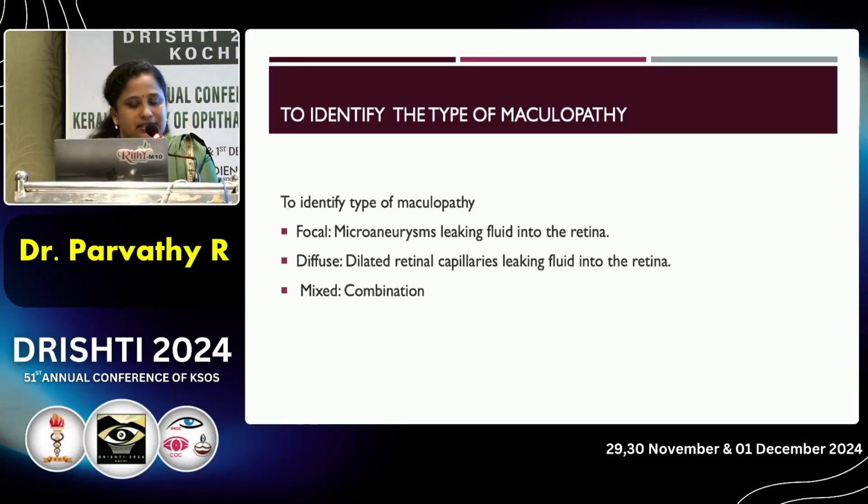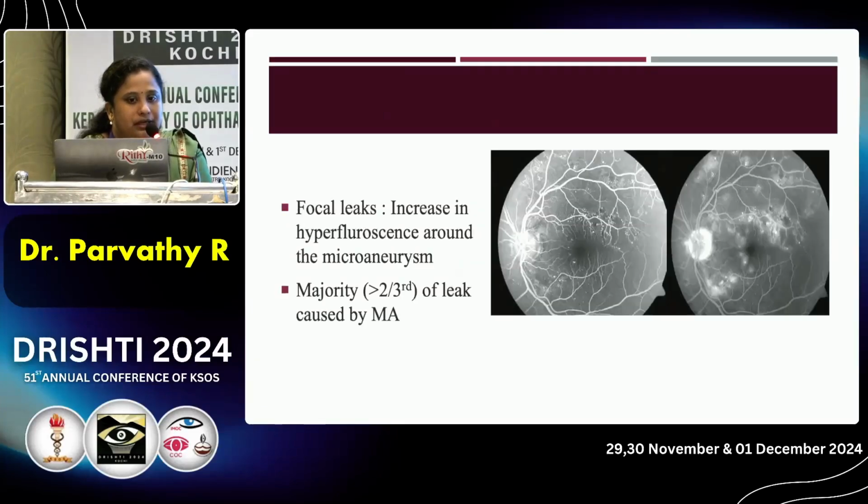Then the second role of FFA is to identify the type of maculopathy, that is whether it is a focal maculopathy caused due to microaneurysms leaking fluid into the retina, or if it is a diffuse maculopathy due to dilated retinal capillaries, or whether it is mixed, that is a combination of focal and diffuse. Here, for focal leak, we can see in the early phases multiple microaneurysms, and in the late phases these microaneurysms are leaking, and if the majority of the leak, more than 2/3 of the leak, is around the microaneurysm, it can be considered a focal leak.